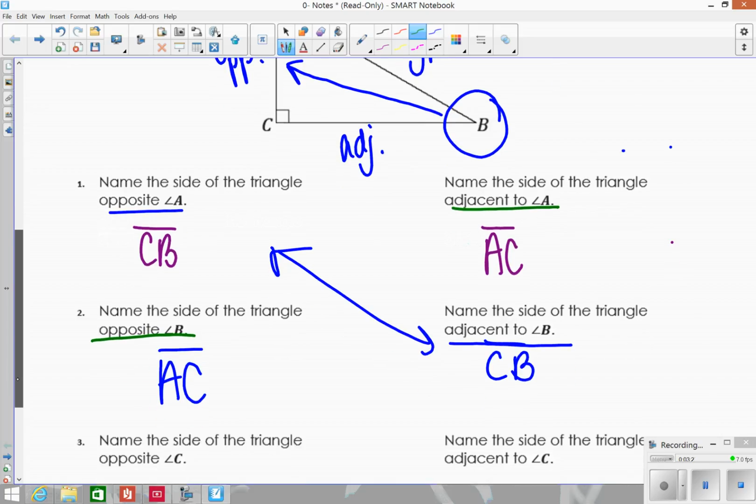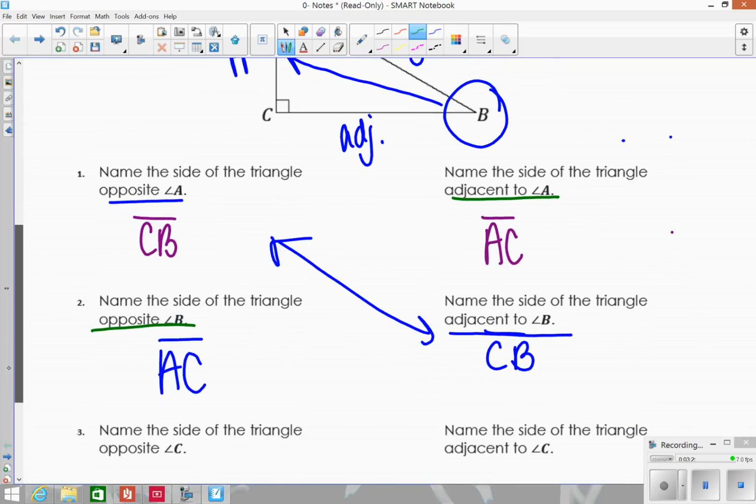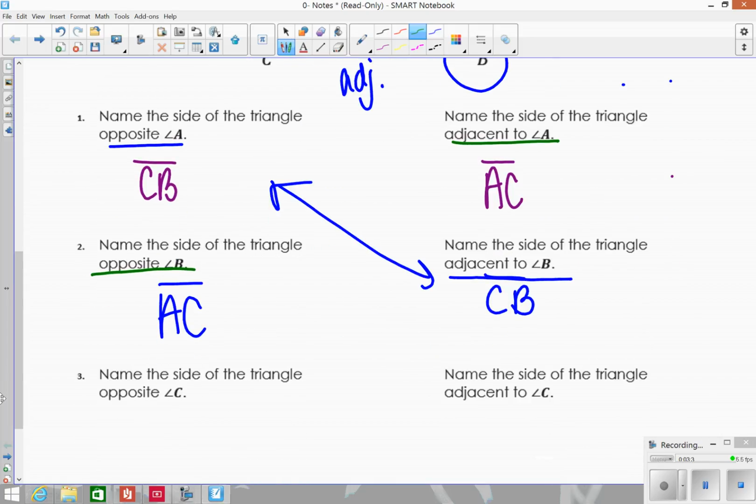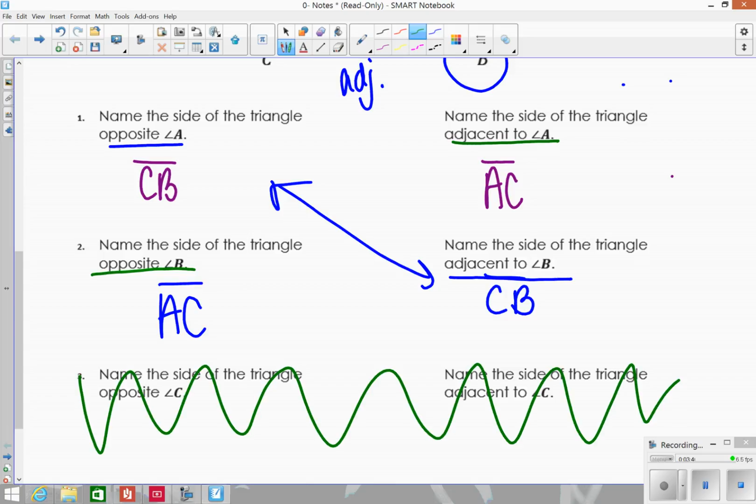And then the other part here is just asking for angle C. What's the opposite and what's the adjacent? Let's just cross these off because I don't really like saying it for angle C, because the opposite of angle C will always be the hypotenuse since it's the right angle, and the adjacent are basically the two legs. So let's just get rid of these. I don't really like those. Let's look at the next page.